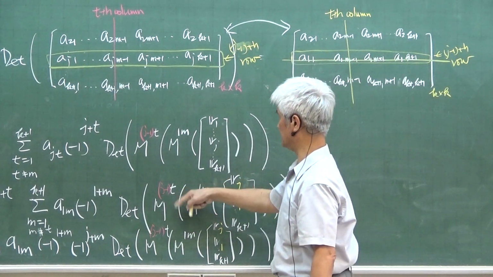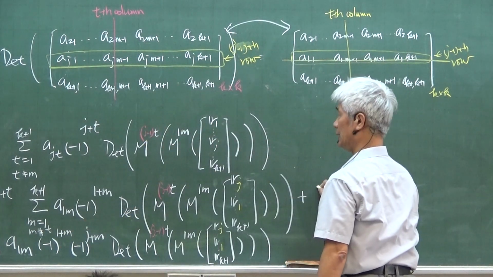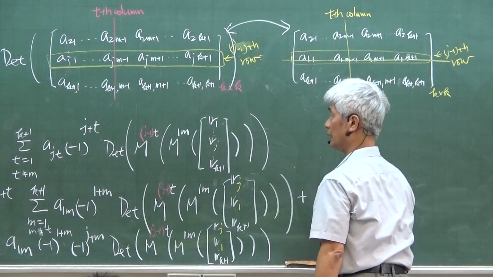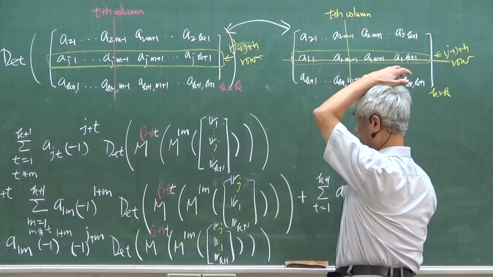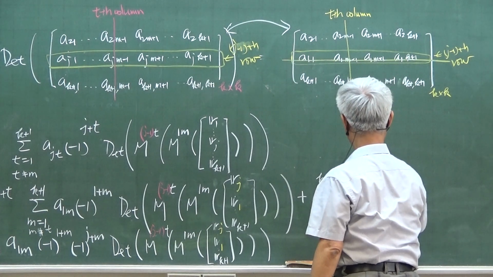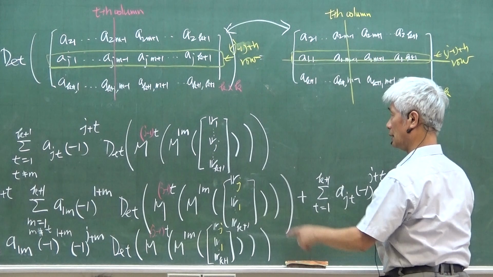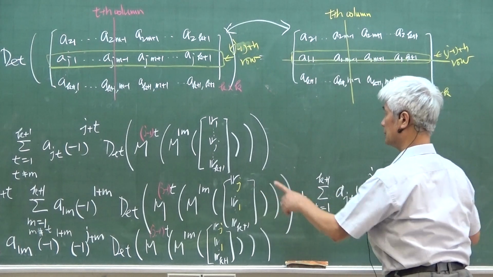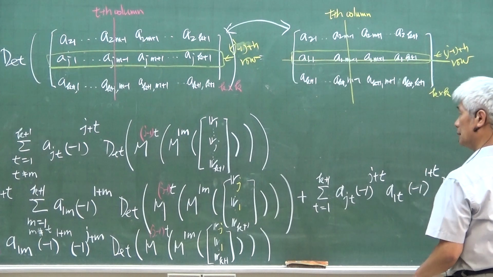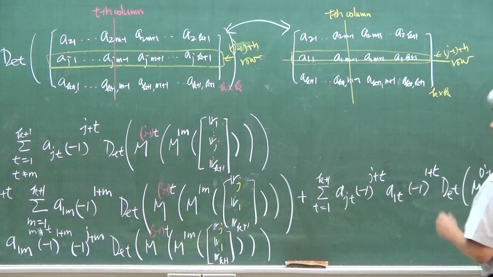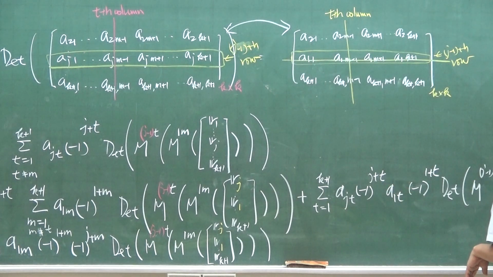Because I remove the t, right? This row, so here, and so I will add t from 1 to k plus 1, and a_jt minus 1 k plus t, a_1 t minus 1 plus t, and the determinant of m_j minus 1 t, m, 1 t, and r_1 ... r_{k plus 1}.